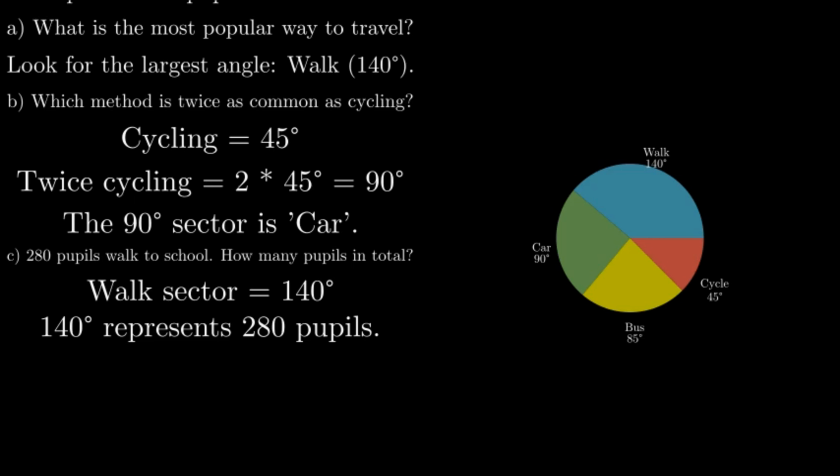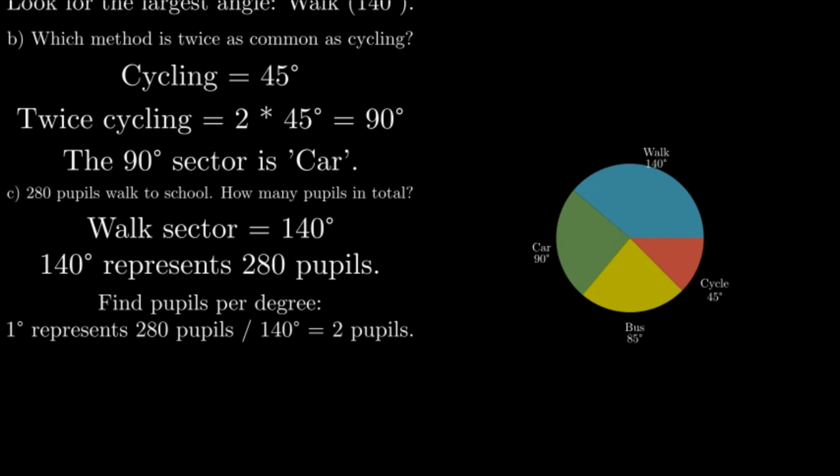To find the total number of pupils, we first need to find out how many pupils are represented by a single degree of the pie chart. If 140 degrees represents 280 pupils, then 1 degree must represent 280 divided by 140, which is 2 pupils. So each degree in this pie chart is equivalent to 2 pupils.